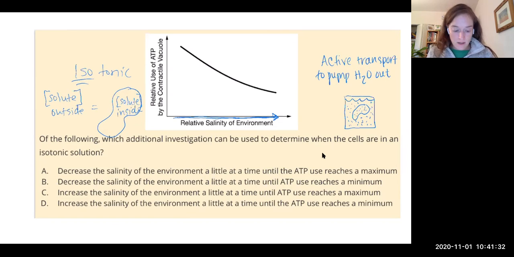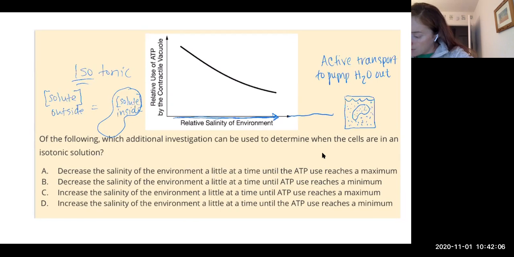So this graph would tell us the point at which they are isotonic to their environment would be the point at which no active transport was happening, meaning no water was being pumped out and no net water was diffusing in. So we would be looking for the point at which no ATP is being used for this active transport. And so when do you think that'll be on this graph? I don't think we've hit it yet, right?